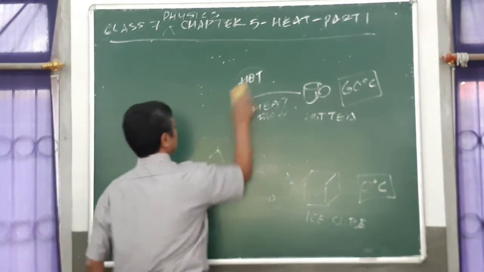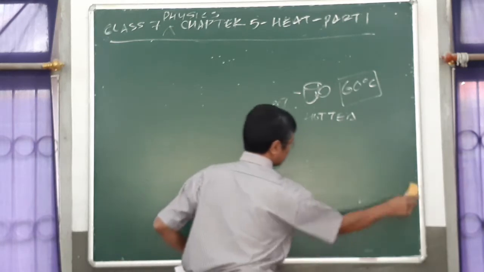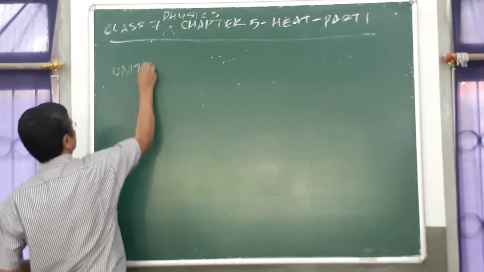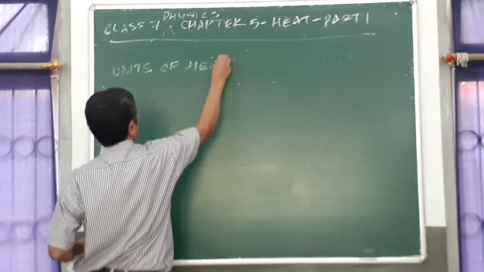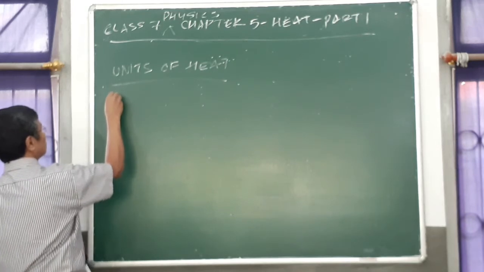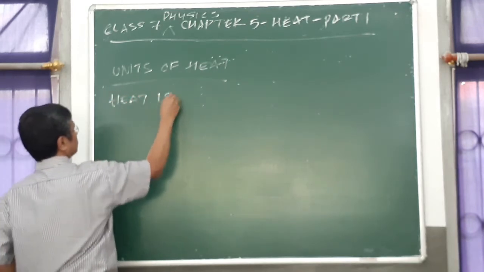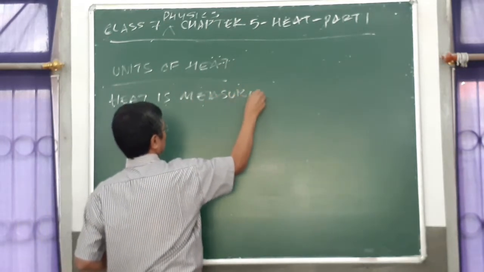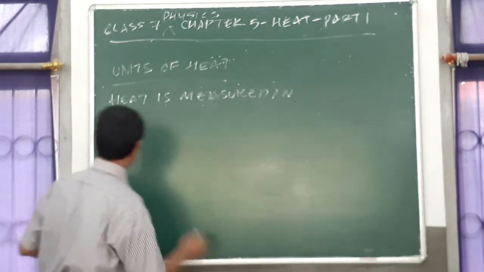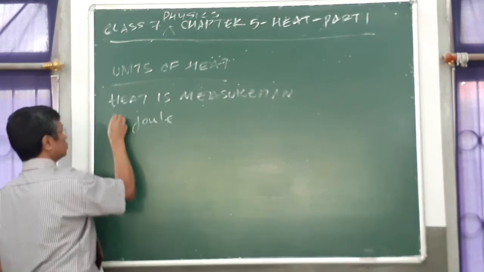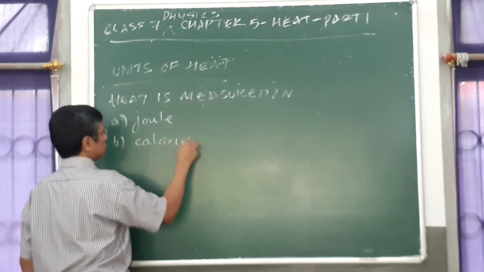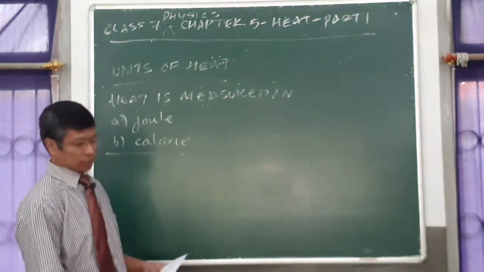Next, let us discuss the units of heat. Heat is measured in number 1, a unit called joule, and number 2, a unit called calorie. So, these are the two units in which heat is measured.